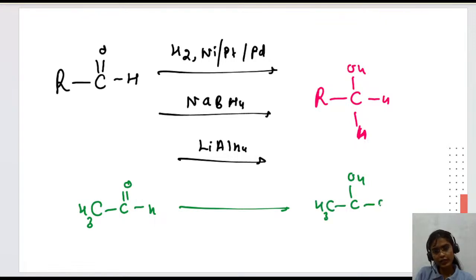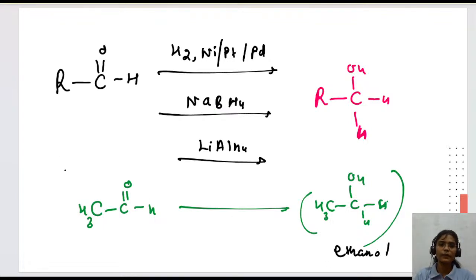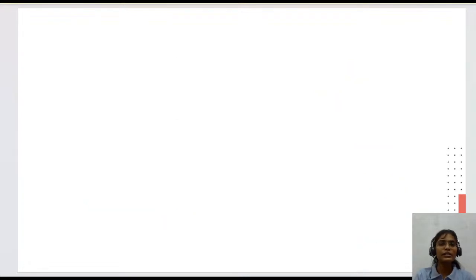This is my CH3 and hydrogen and hydrogen. So if you have to write the name, what is it? It's nothing. It's simply ethanol there. Okay. Now let's start with the ketone there.